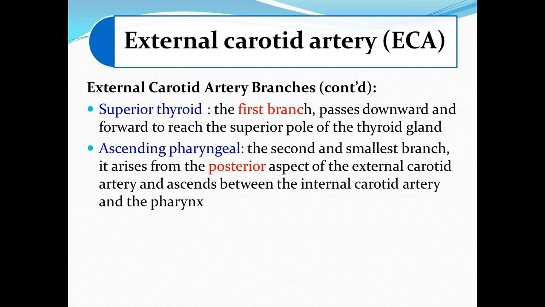Let's talk about these branches individually. So the superior thyroid is the first branch of the external carotid. It passes downward and forward to reach the superior pole of the thyroid gland, as we saw in the previous illustration. Then the second branch is the ascending pharyngeal. This is the smallest of all external carotid artery branches, and it arises from the posterior aspect. It ascends between the internal carotid artery and the pharynx.